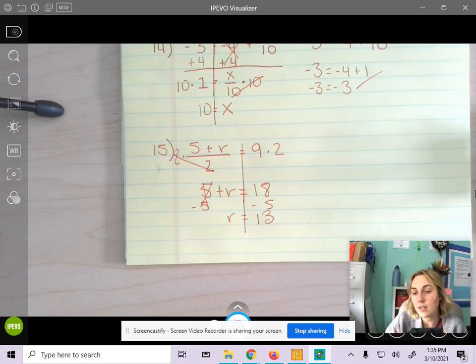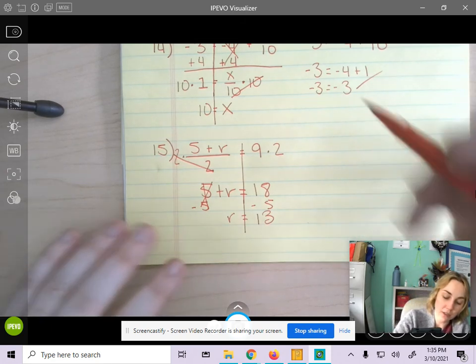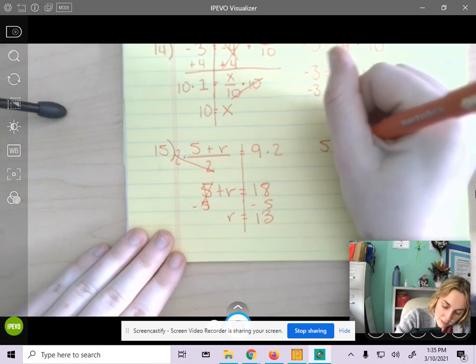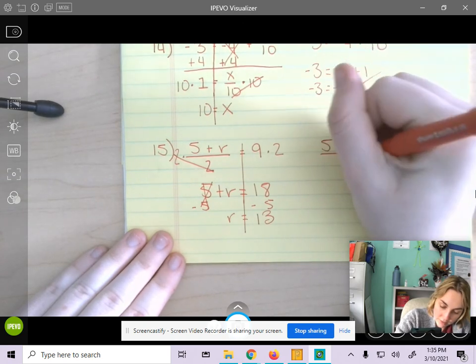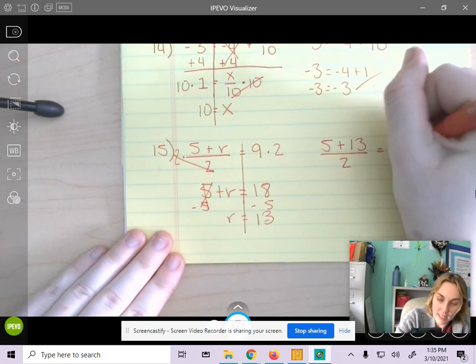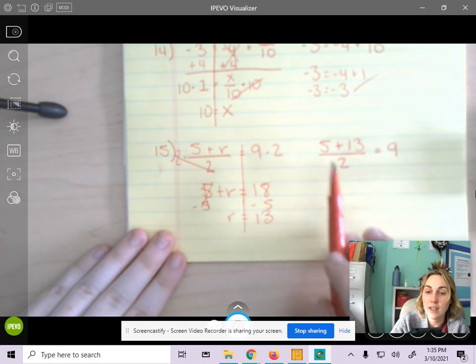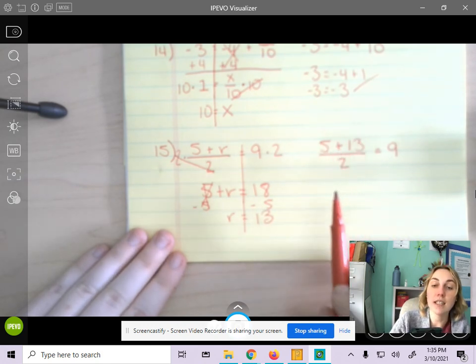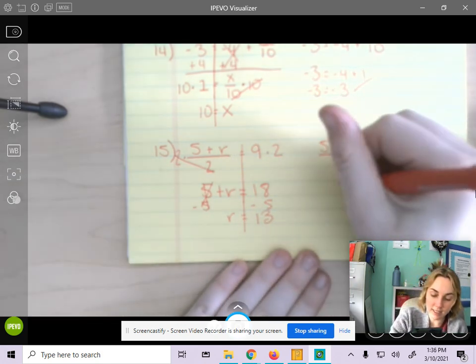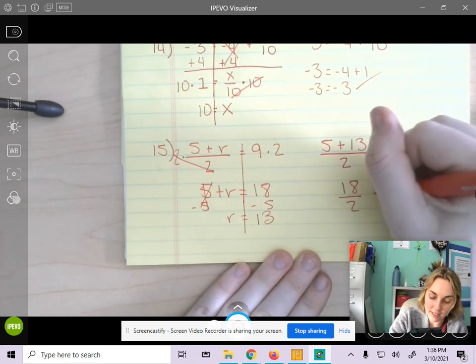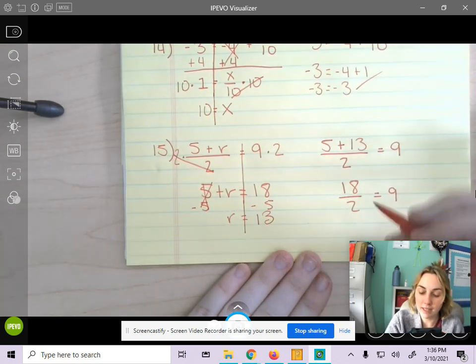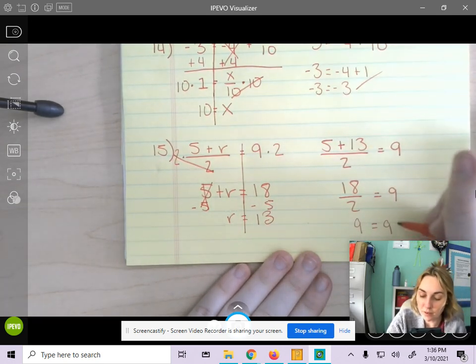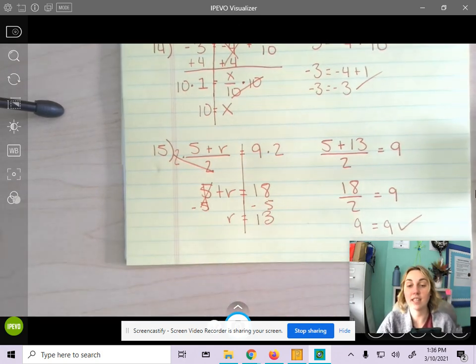So again, we can check our work by substituting our new r value into the equation. We had 5 plus 13, that was divided by 2, and that's equal to 9. We need to make sure that this is equal to 9. Well, 5 plus 13 is 18. So now we have 18 divided by 2. Well, 18 divided by 2 is 9. So this does work out. That is our correct answer. r is equal to 13.